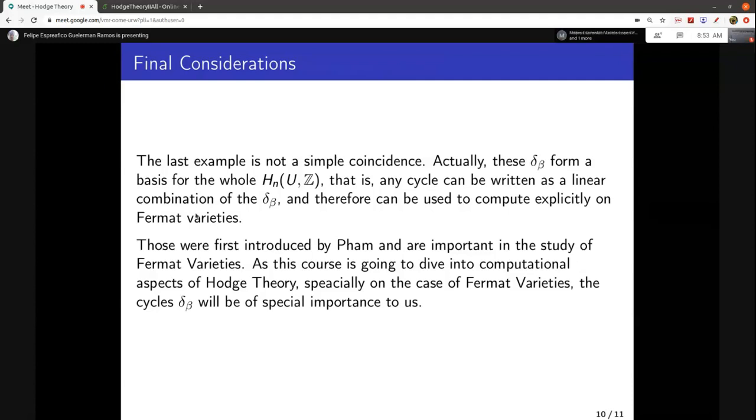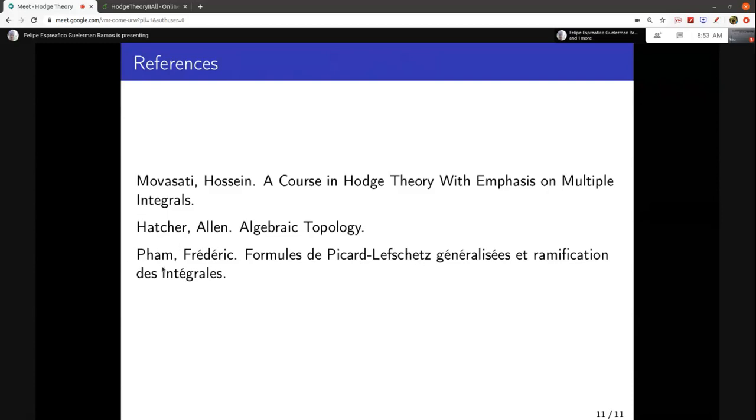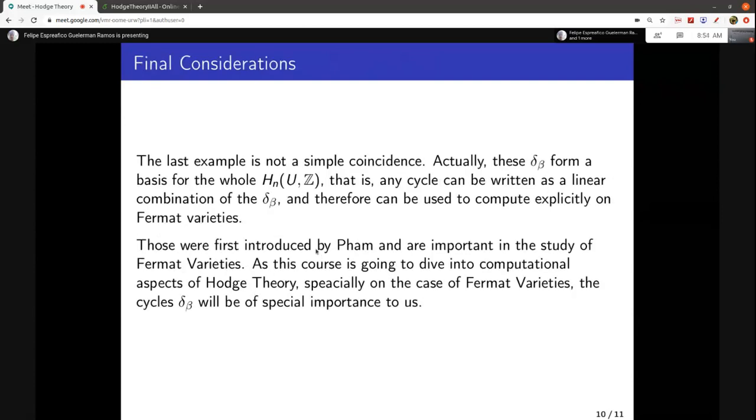And just to finish, it's important to say that those delta betas we are studying here were introduced by Pham in this article. And in our course, we are going to dive into computational aspects, and so probably these cycles will appear again soon.